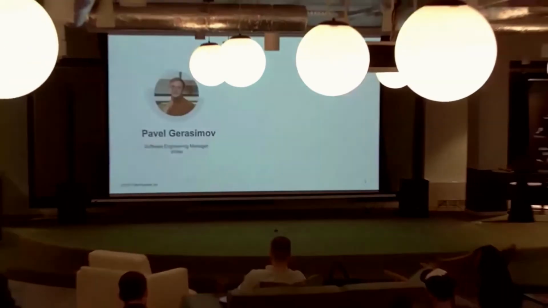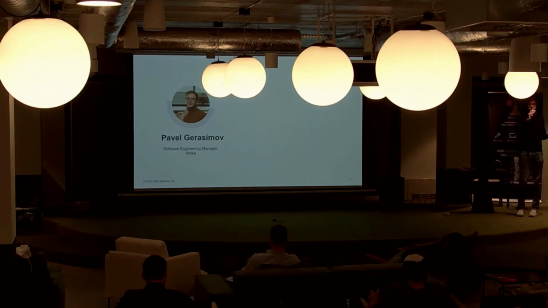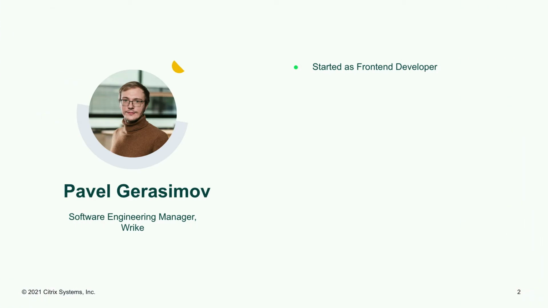A couple of words about myself, who I am, and why I am standing here today in front of you. My name is Pavel. I am working as a software engineering manager in Rike, which is now a part of Citrix. I started in Rike 3.5 years ago as a front-end developer. From the very beginning of my journey in Rike, I was working in the team who started working on this component, the workload chart that I will be talking about today. So I saw everything that happened to this thing.